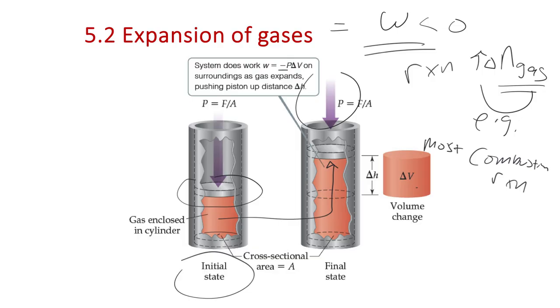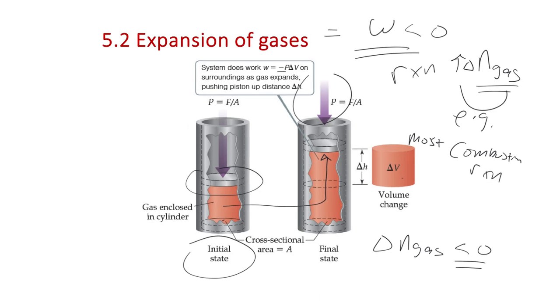And then the opposite happens, we get contraction. If you think of an initial state being big volume, final state being low volume, that would be the consumption of gas. If we consume gas in a reaction, if the change in gas moles is less than 0, if that's negative, if we lose gas moles during the reaction, then that should lead to contraction. And the contraction would have a W greater than 0.